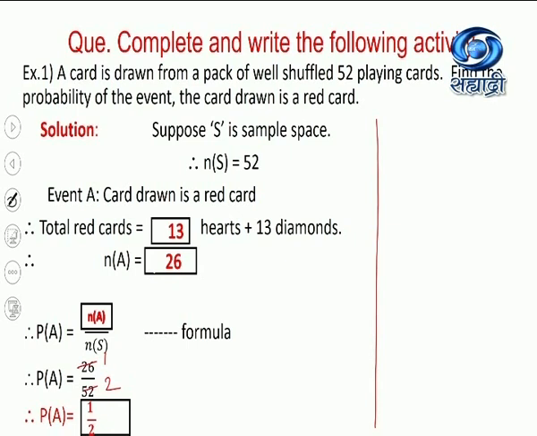So children, if you observe this type of activity, there are 4 boxes. Each box carries half a mark. So these types of questions are very easy. So prepare well.